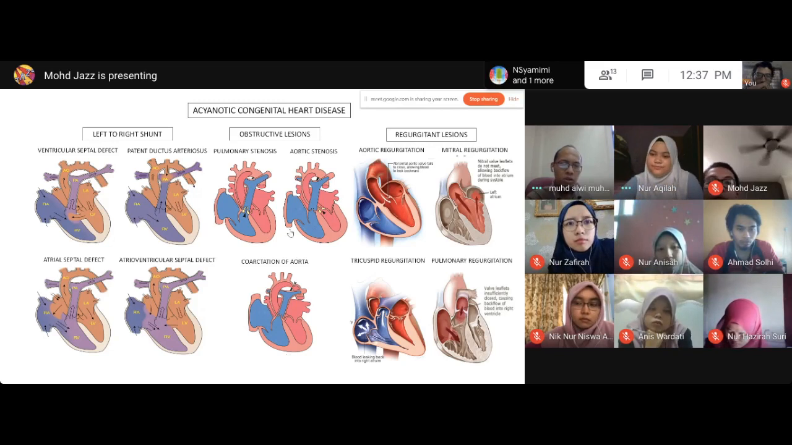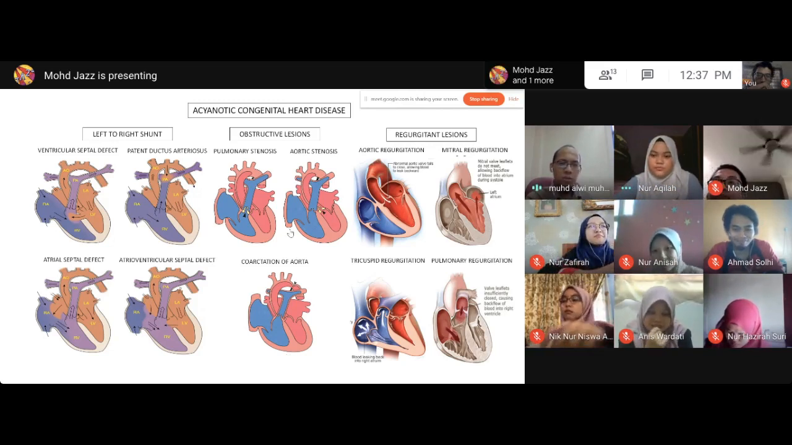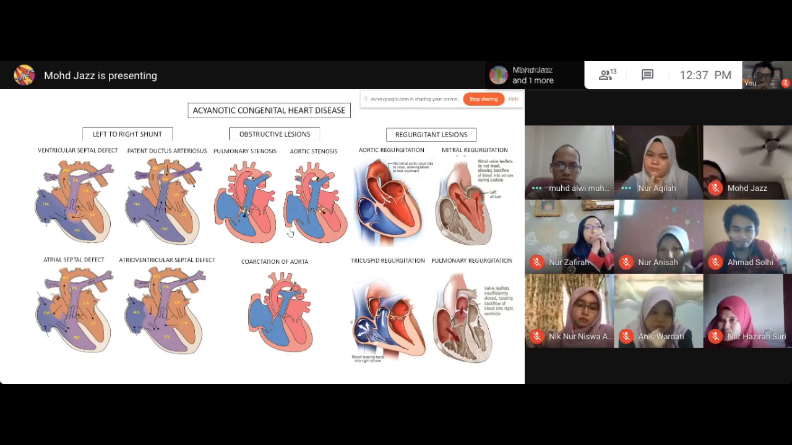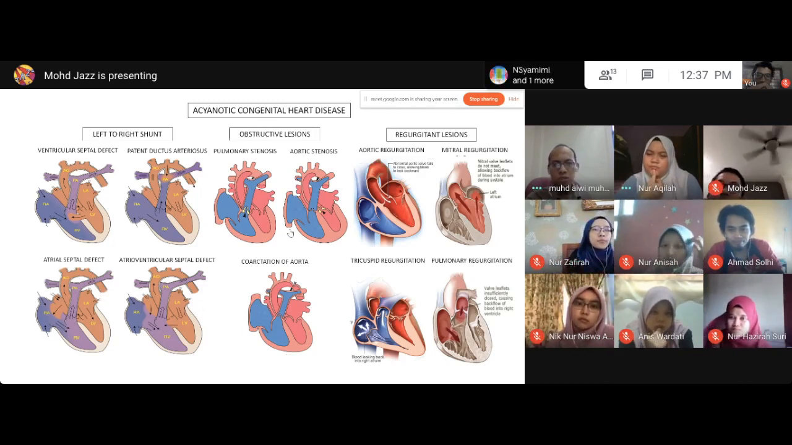That's very good, very detailed and thorough. However, actually in pulmonary stenosis, they rarely develop dyspnea. They won't get dyspnea in pulmonary stenosis. In aortic stenosis, they do.